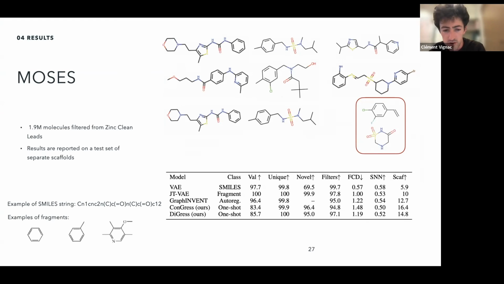For example, the filters metric here. They used a set of filters to generate the training set, and you check that the generated molecules pass the same filters, like are they soluble in water, do they have the right weight, some properties that they have. So I think that this one is a much better metric than only validity. Thank you.